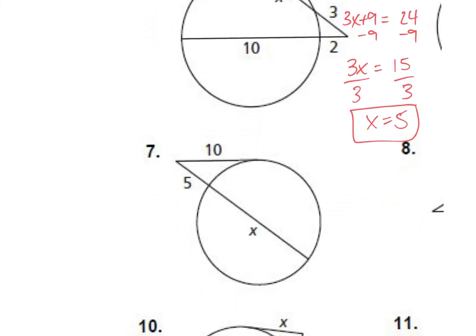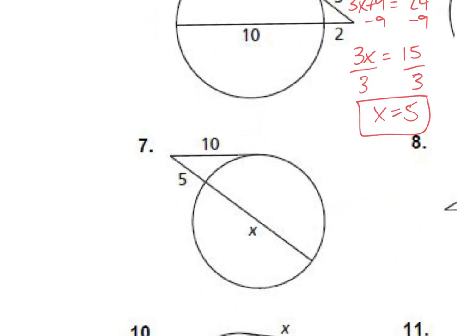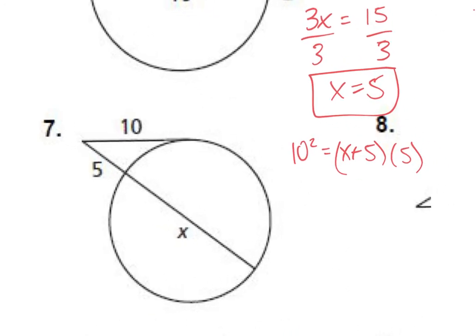Number 7. How do I do it? Sophia: 10 squared is equal to x plus 5 times 1. Bingo. Why'd you square 10? Since it's only reaching the outside of the circle. Very good. It's a tangent, not a secant. Excellent. All right, what do I do from here?